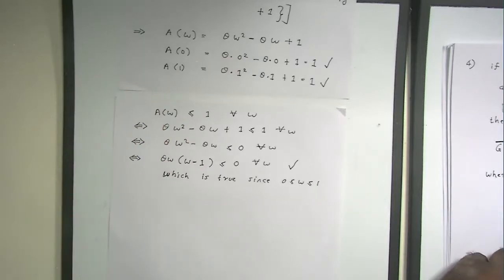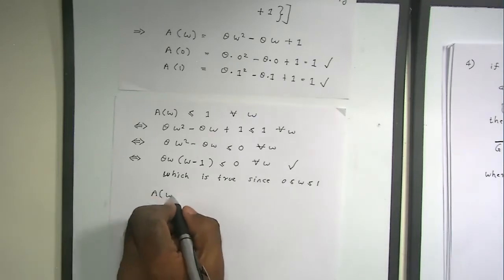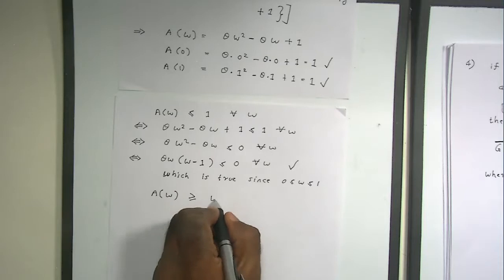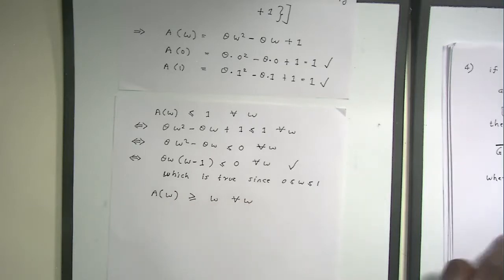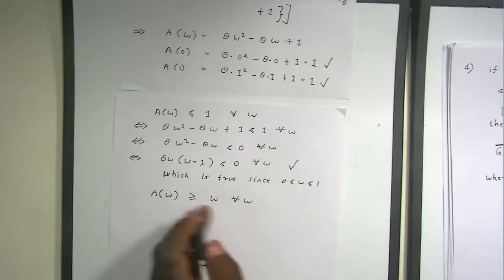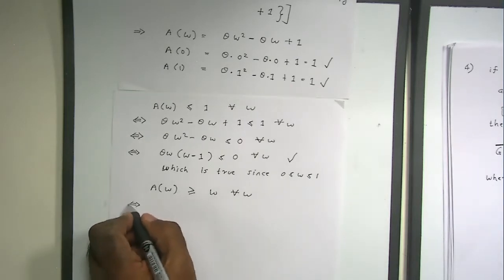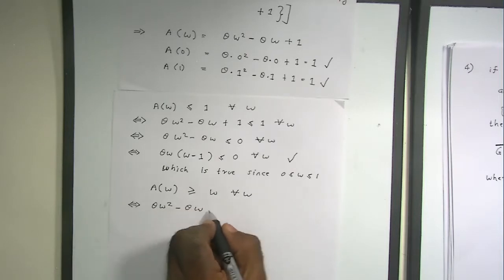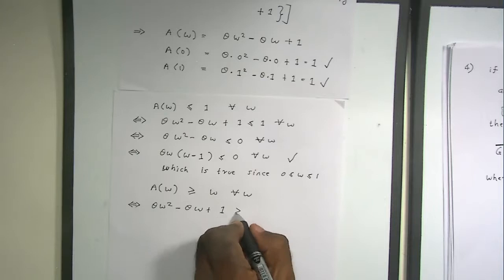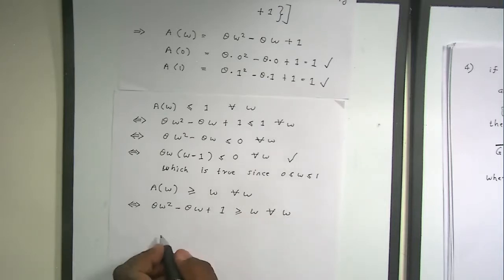To prove this inequality, you have two inequalities to prove. The first thing is that you must prove that A of omega is greater than or equal to omega for all omega. And then you must prove that A of omega is greater than or equal to 1 minus omega. Well, let's prove this one first. This is the same as saying that theta omega squared minus theta omega plus 1 is greater than or equal to omega for all omega. Alright?